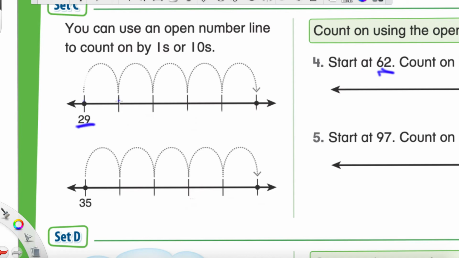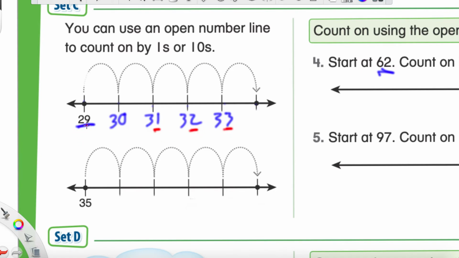Okay, so right here they want us to make 1, 2, 3, 4, 5 jumps. And we need to figure out what number we would land on if we made 5 jumps. So we're just going to write the number 29 and count on by ones. After 29, we have the number 30. After 30, we have 31. After 31, we have 32. After 32, we have 33. So you should see a pattern right here where pretty much the only thing that's changing is this ones place, right?